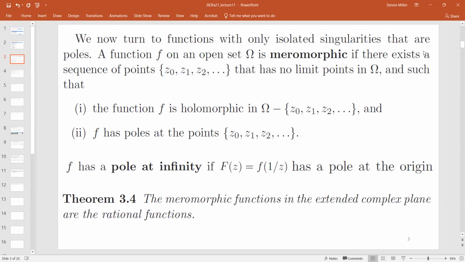It means we have a sequence of points z0, z1, z2, such that the function is holomorphic if we remove those points. And then it has poles at those points. And then we have to be a little bit careful about what we mean about what's going on at infinity. We're not going to do too much in this class on it.